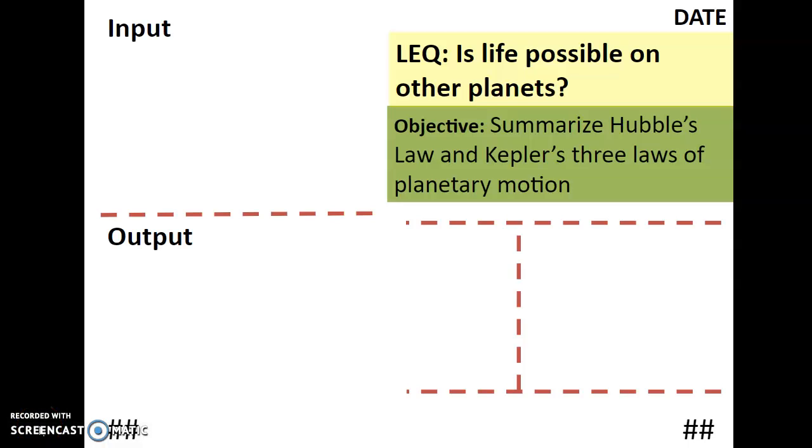Today we're going to be learning about Hubble's law and Kepler's law. By the end of this lesson, you should be able to summarize Hubble's law and Kepler's three laws of planetary motion.